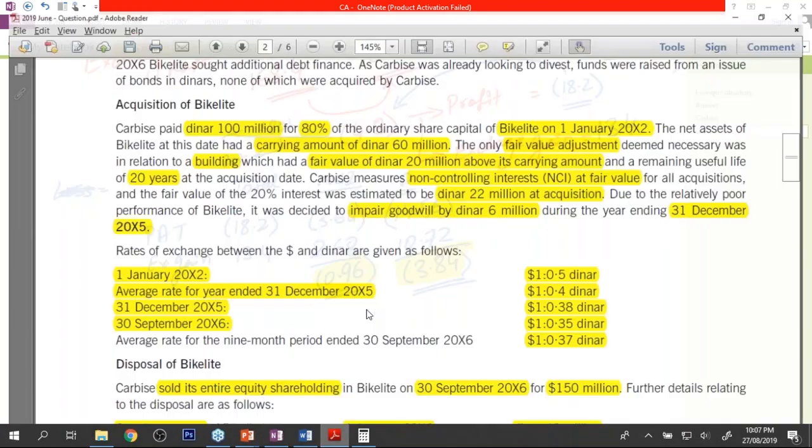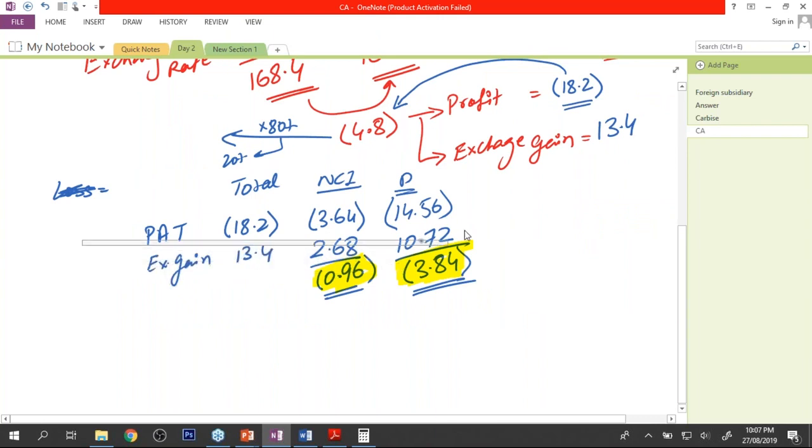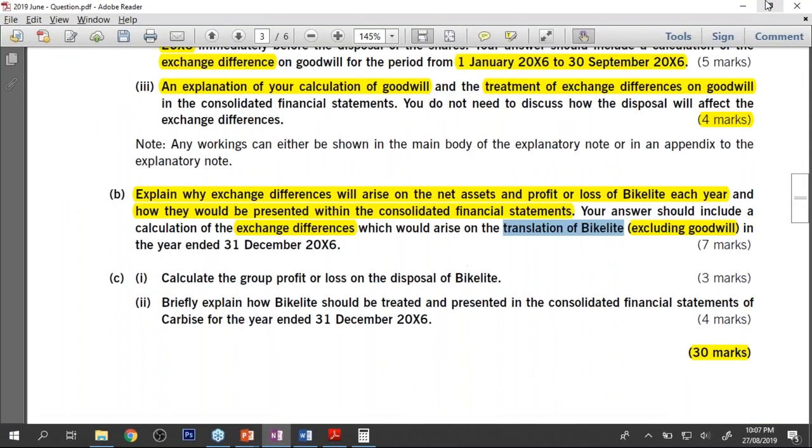So now what was the question's requirement? Let's go back and check it out. The question was asking, your answer should include a calculation of exchange difference which would arise on the translation of Bike Light. So we have got the value for that. The exchange difference is actually these 13.4 in total, 2.68 for the NCI and 10.72 for the parent. So this is how we have completed part B, except for the explanation. You can write the explanation on your own so that we have some time for the cash flow as well.